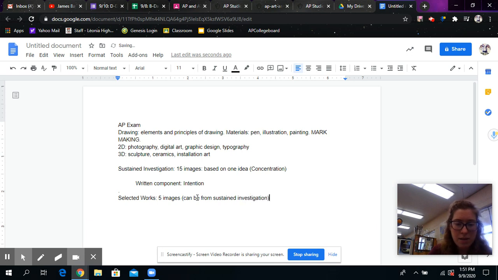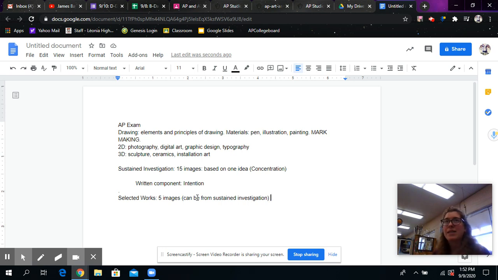So let's say you have one portrait of a chair, and this portrait of the chair doesn't really match your sustained investigation, which is yourself in the 1980s. But you really, really want to include this chair because it was just the best thing you've ever made. You can have 4 images from your sustained investigation and then that image of the chair. These don't have to correlate or correspond in any way. These 5 images are just the best. That's the only thing that's tying these together.